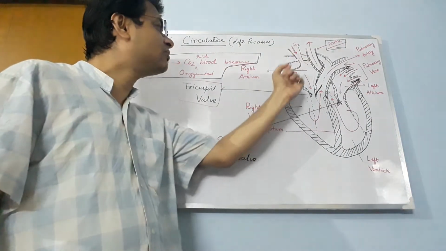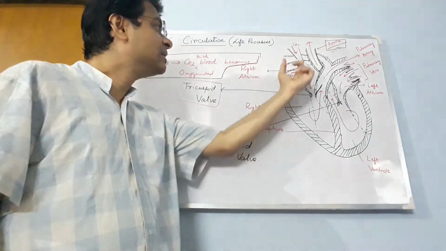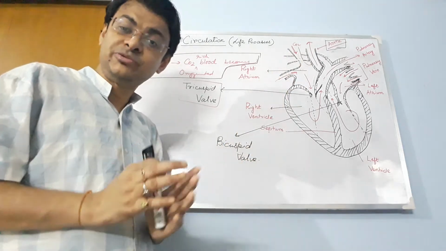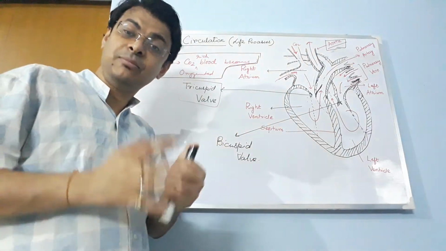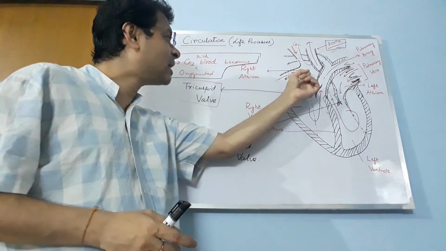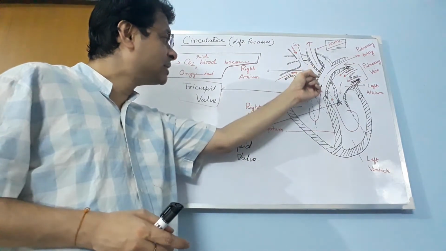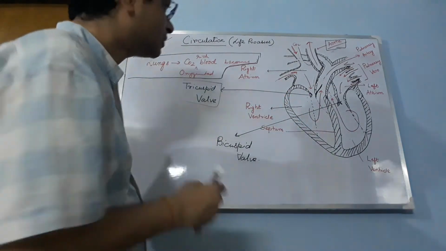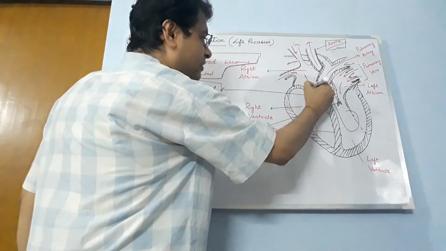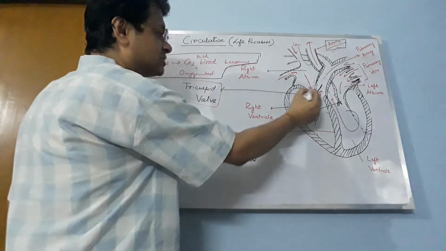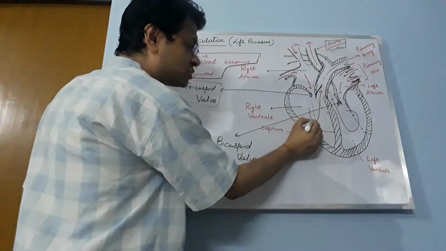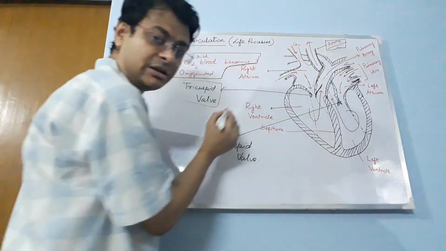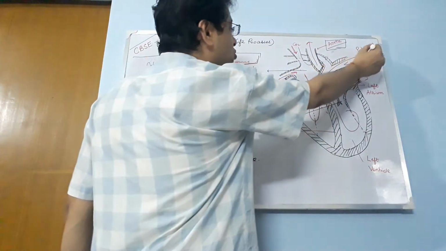These are the 2 vena cava of the human heart. From these 2 vena cava, at first the carbon dioxide rich blood, or the deoxygenated blood, enters the right atrium. From the right atrium it comes to the right ventricle via the tricuspid valve, and from the right ventricle it goes to the pulmonary artery. From the pulmonary artery it goes to the lungs.